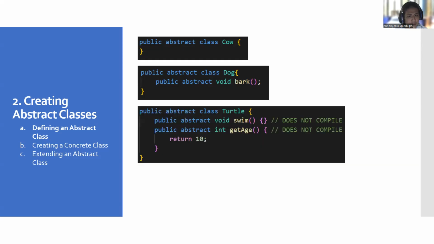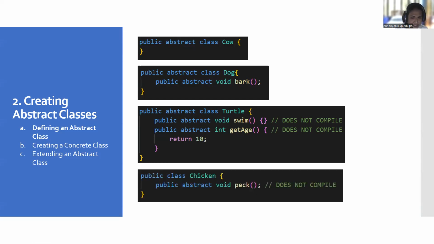However, here you have abstract class turtle. It declares abstract void swim, and then it is followed by your curly brace pair. So your curly brace pair actually signifies an implementation even if it is empty. So here we have an empty implementation of your swim method, and that is not allowed in your abstract class if it is defined in this same class. Same with getAge, no? It returns 10, which is considered implementation. So it would not compile.